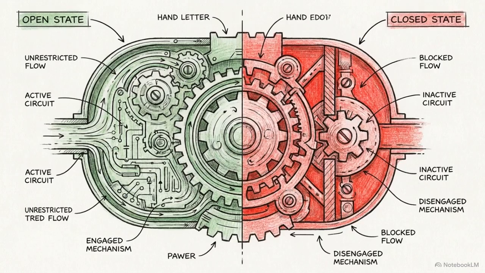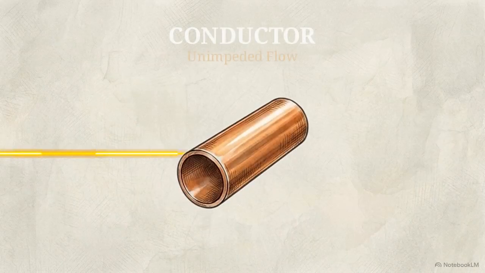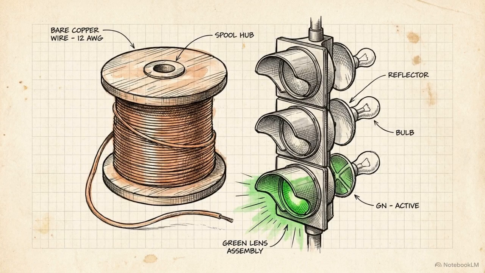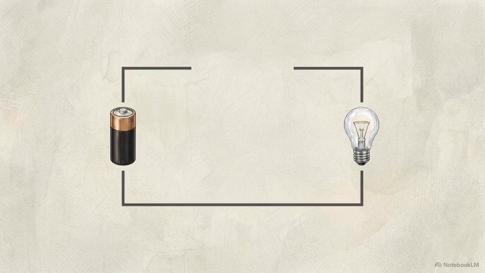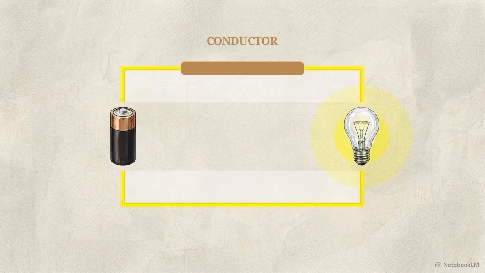In the world of electricity, most materials fall into one of two extremes. First, we have materials that act like a wide open pipe. We call these conductors, and they are essentially a green light for electricity. Look at this simple circuit. Copper and gold let electricity flow through them with almost zero resistance, which is exactly why the insides of the wires in your house are made of metal.